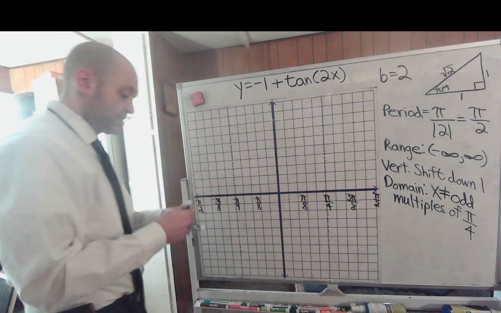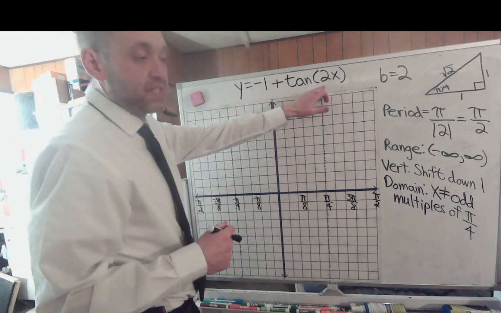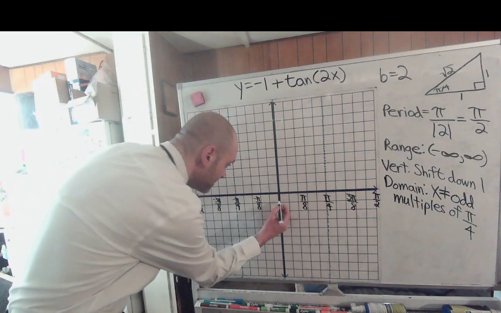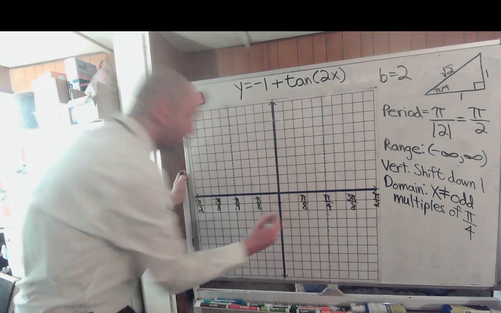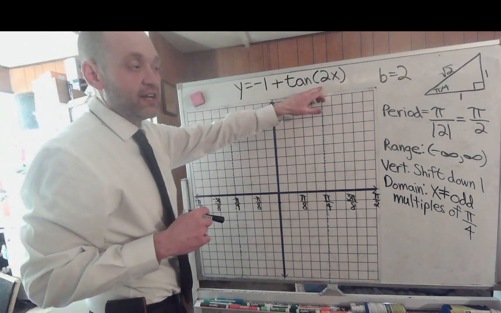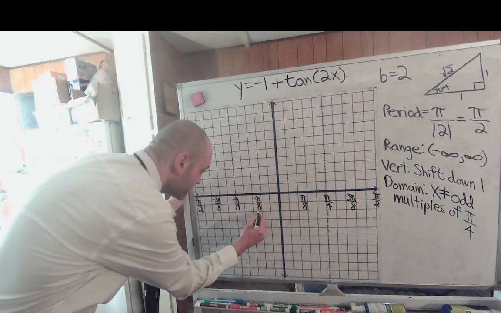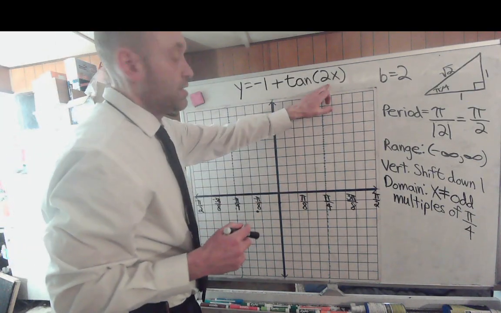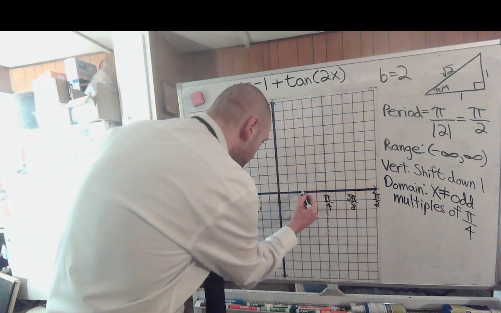Now we can go ahead and start graphing. So if I put in 0, what's the tangent of 0? That's 0, but then you have that minus 1. I'll actually be at 0, negative 1. Alright, let's put in negative pi over 8. If I put that in, I'll get the tangent of negative pi over 4, which is negative 1, minus another 1 is actually negative 2. If I put in pi over 8, I'll get the tangent of pi over 4, which is 1, minus 1 is 0.